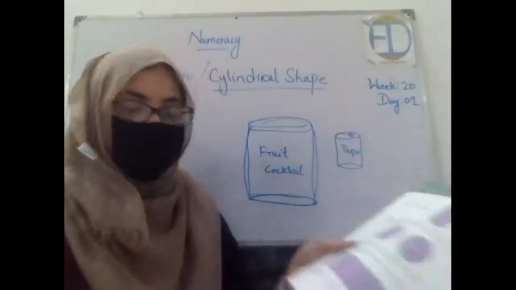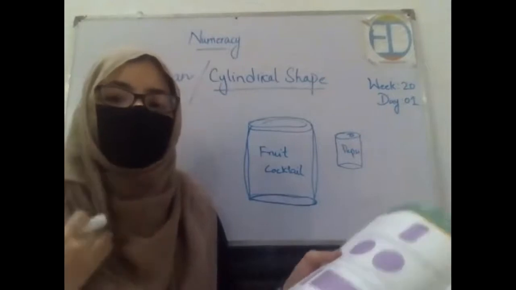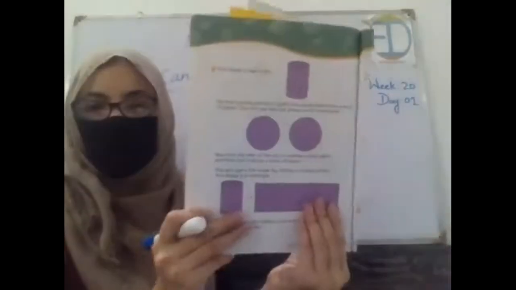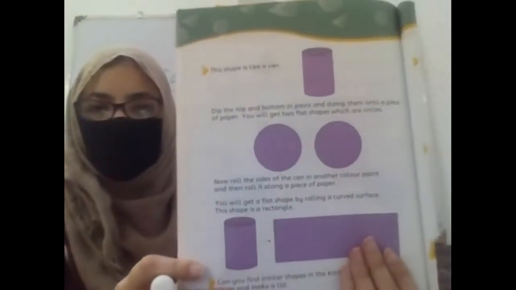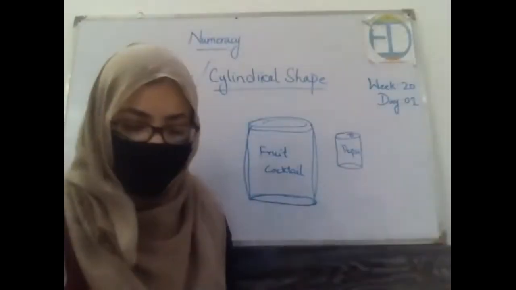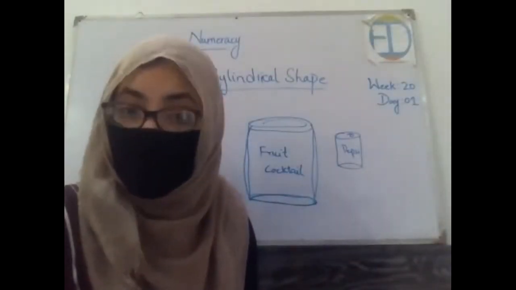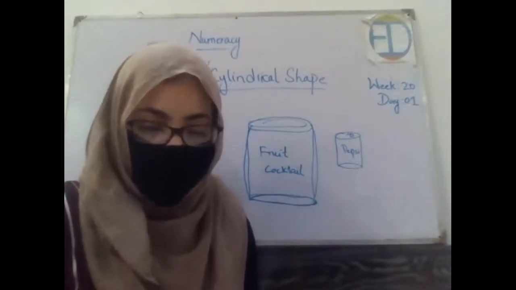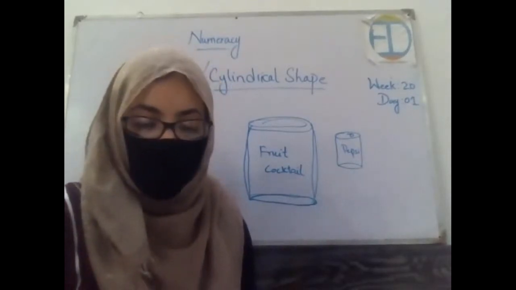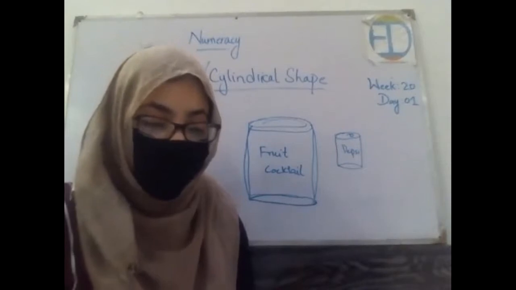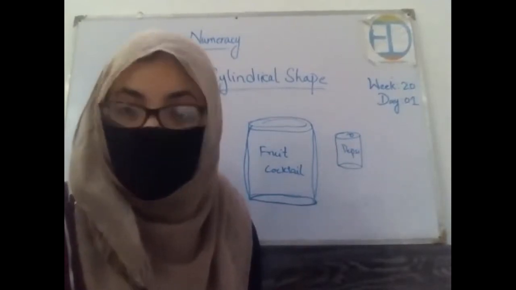Now I want all of you to please open your book, page number 100. This is page number 100. Please open this. Let's see what is written in your book. Okay. So it says that this shape is like a can. Dip the top and bottom in paint and stamp them onto a piece of paper. You will get two flat shapes which are circles.